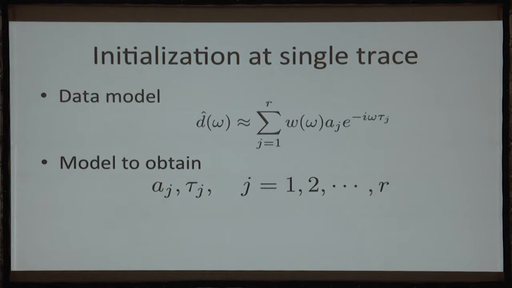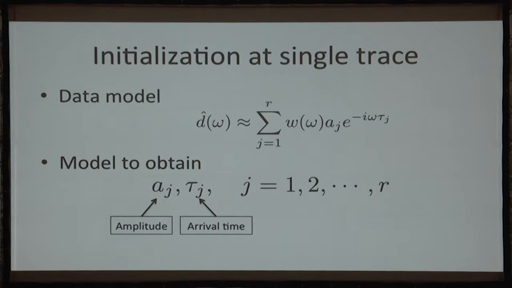So how do we solve the initialization problem? What we do is reinitialize at a single trace. At this single trace, we have a simpler data model where we ignore the amplitude variation as a function of frequency, and we also assume all the frequencies arrive at the same time. Then for each event, we have two numbers to obtain: one is the amplitude, and the other is the arrival time.